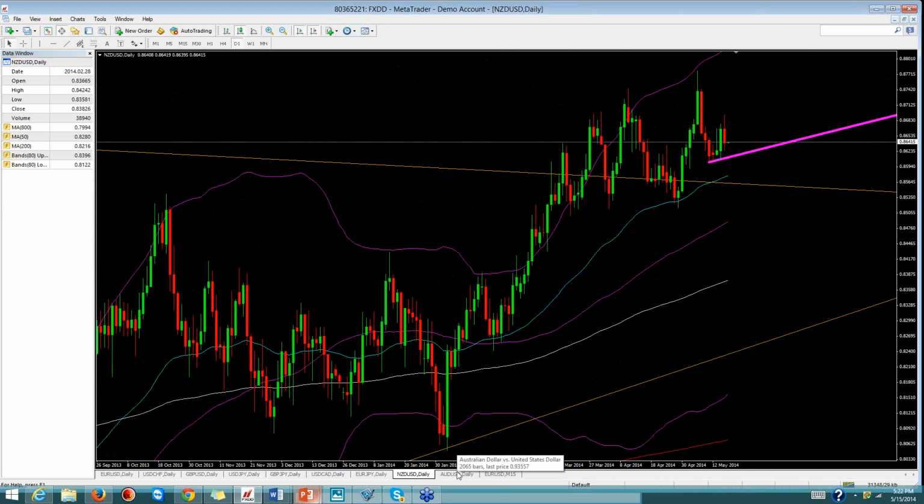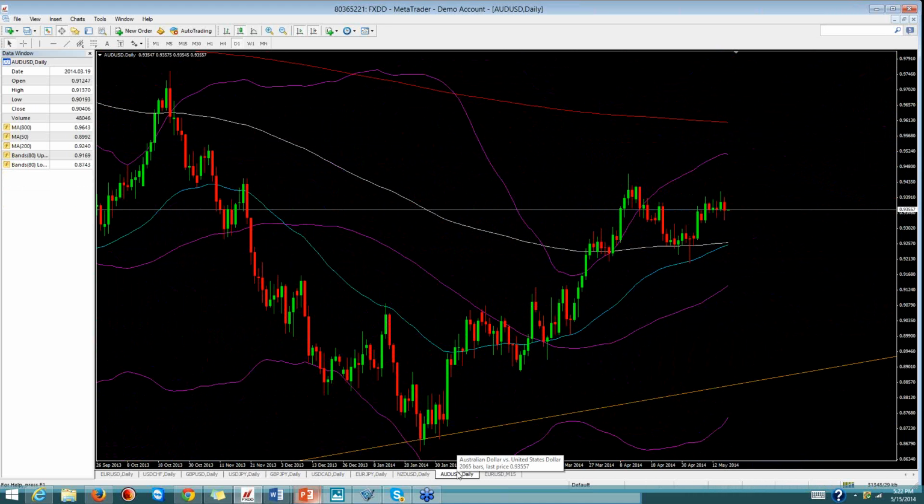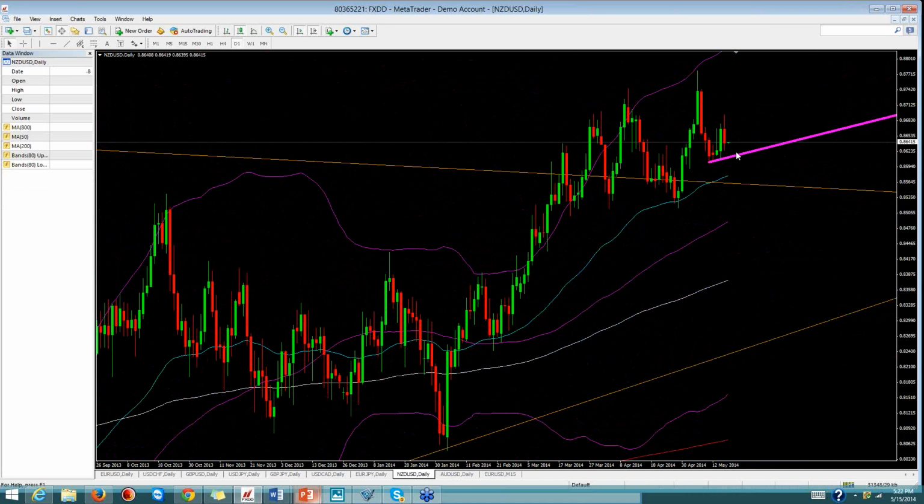New Zealand dollar, consolidation again. Aussie dollar, consolidation again. New Zealand, more specifically, we're looking for a bounce off of 86.08, or between 86.13 and 86.08.